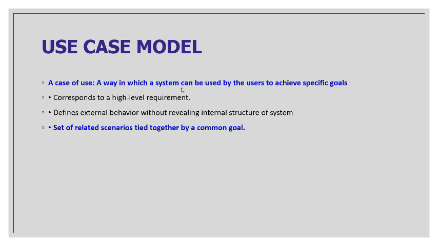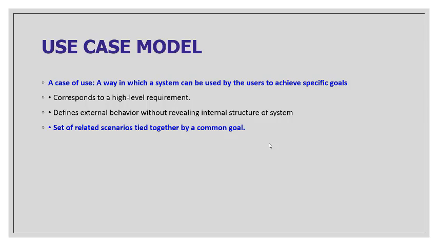without revealing the internal structure of the design of the system. So it is a way in which the system can be used by the users to achieve specific goals, corresponding to high-level requirements. It defines some external behavior without revealing the internal structure of the system, and it is a set of related scenarios tied together by a common goal. So these are the features of the use case model.